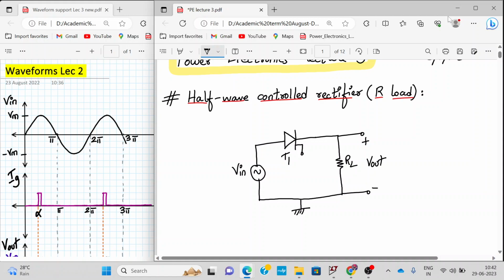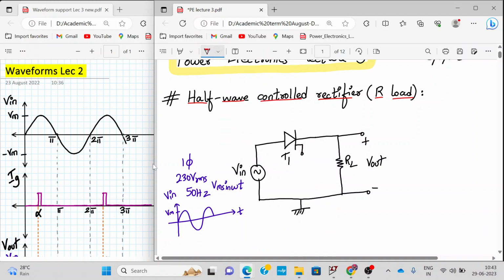Input is V in, which we can write in the form of Vm sin omega t. Normally this is my single phase 230 volt RMS with 50 Hz frequency. Alright. So if this is 230 volts RMS, what is the peak value of my AC signal? I have drawn the AC signal over here also. This is my V in versus time.